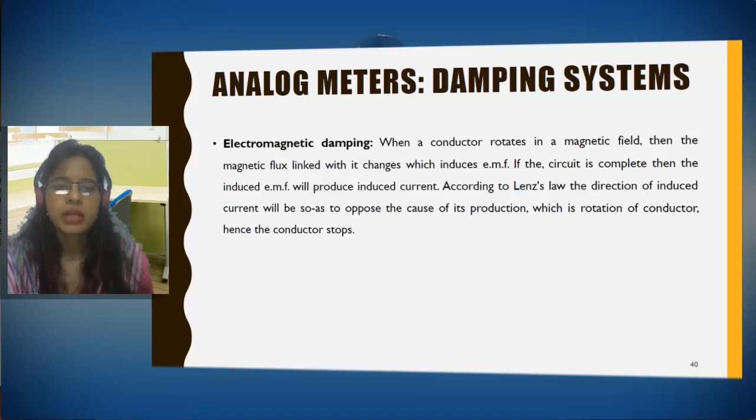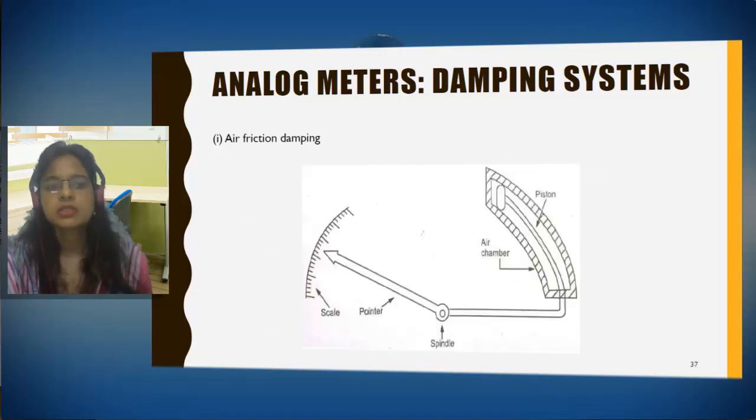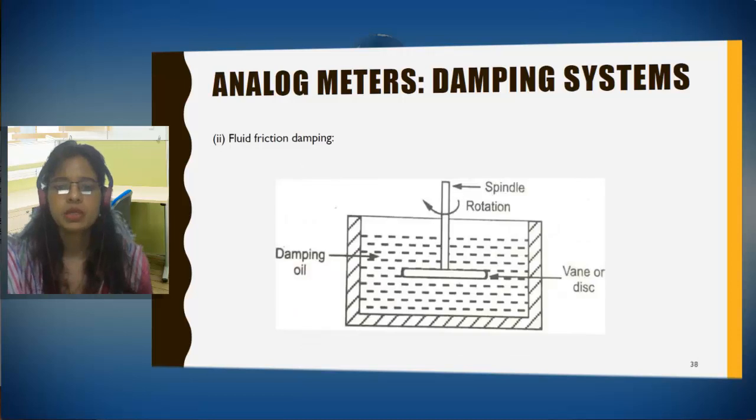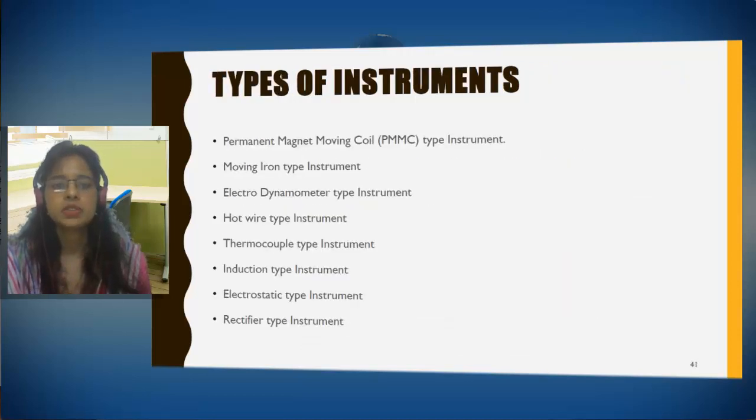So these are the four types of damping systems which I was about to discuss. Air friction damping, in which air friction is used; fluid friction damping, in which fluid friction is used; eddy current damping, in which the eddy current developed in the aluminum disc is used; and electromagnetic damping, in which the current flowing in an electromagnet is used for damping. So this was all about damping systems.